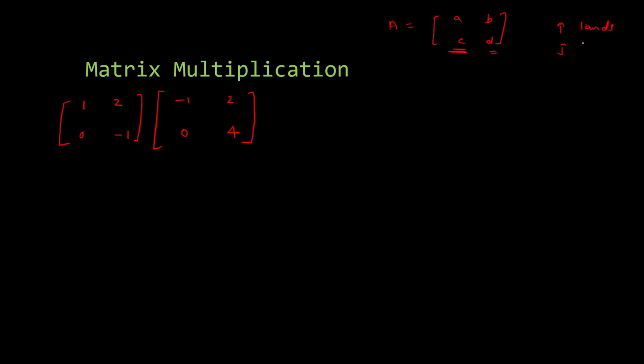If we are using the standard basis, which we use most of the time, then the first column represents the coordinates corresponding to the x-axis and the second column represents the coordinates corresponding to the y-axis, and the same goes for this matrix as well.